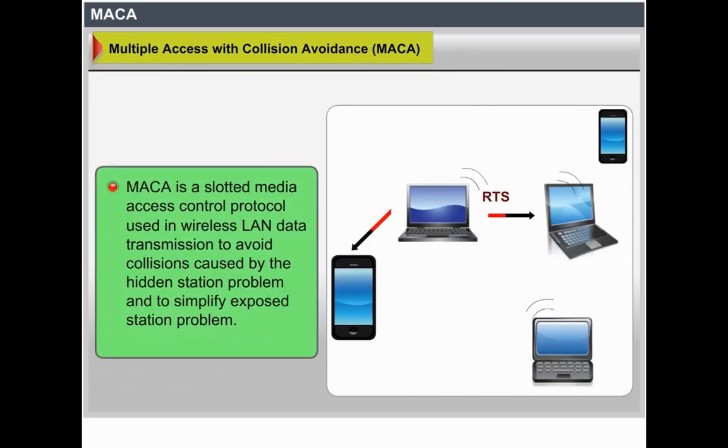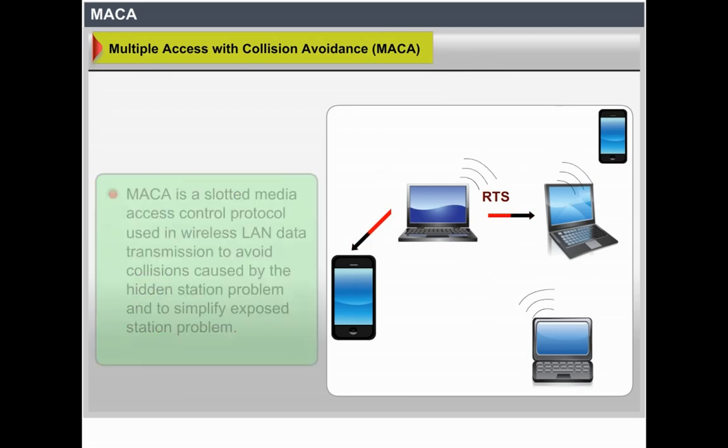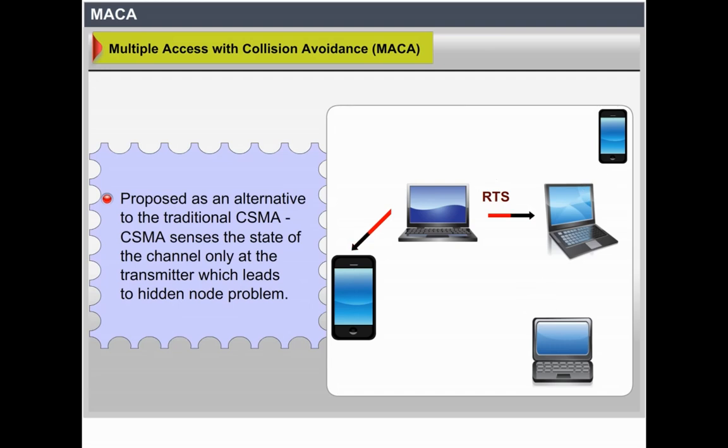MACA is a slotted media access control protocol used in wireless LAN data transmission to avoid collisions caused by the hidden station problem and to simplify the exposed station problem. Proposed as an alternative to the traditional CSMA, CSMA senses the state of the channel only at the transmitter, which leads to the hidden node problem.